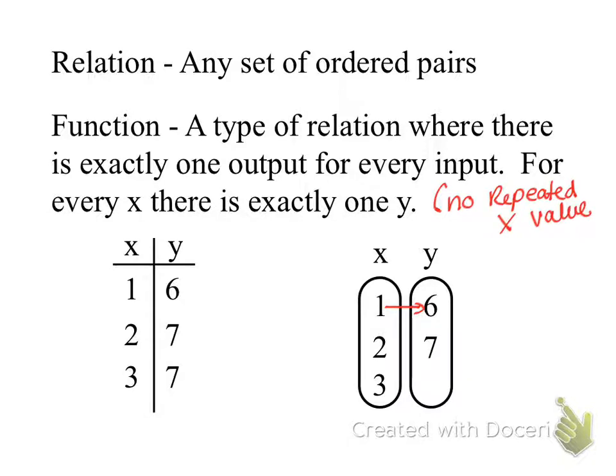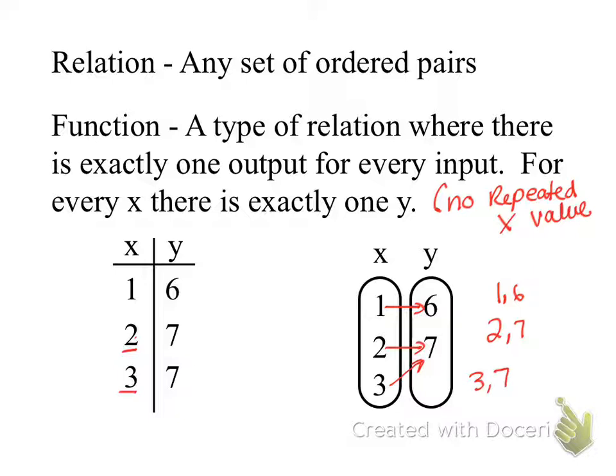1 goes with 6. 2 goes with 7. 3 goes with 7. In the map, if 2 arrows come out of the same x, it's not a function. What this really means with that arrow is 1, 6. What this means is 2, 7. And this means it's 3, 7. Do you understand? You have to understand it.